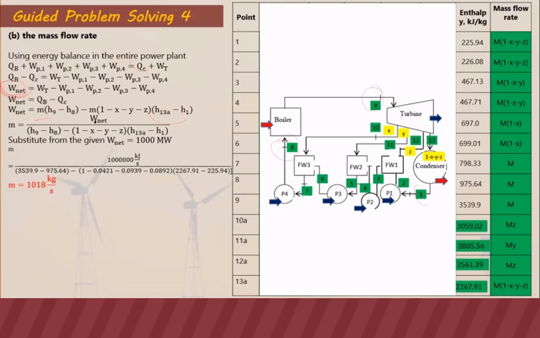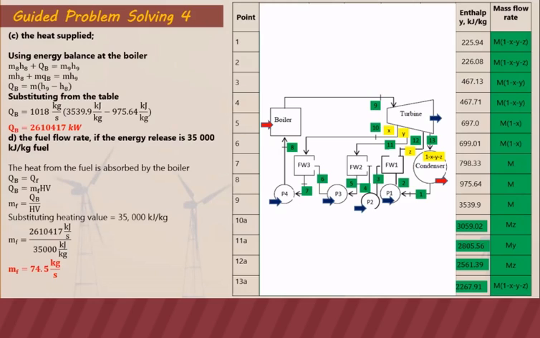So if we rearrange that, we can get the value of mass. And since we are given from the problem that work net is 1000 megawatts, our mass flow rate is just equals to the equivalent in kilojoules per second of the megawatts divided by all the values here. We substitute all of that. So we can get the mass flow rate as 1018 kilograms per second. So per second, the mass flow rate of steam is about 1000 kilograms. So that's huge.